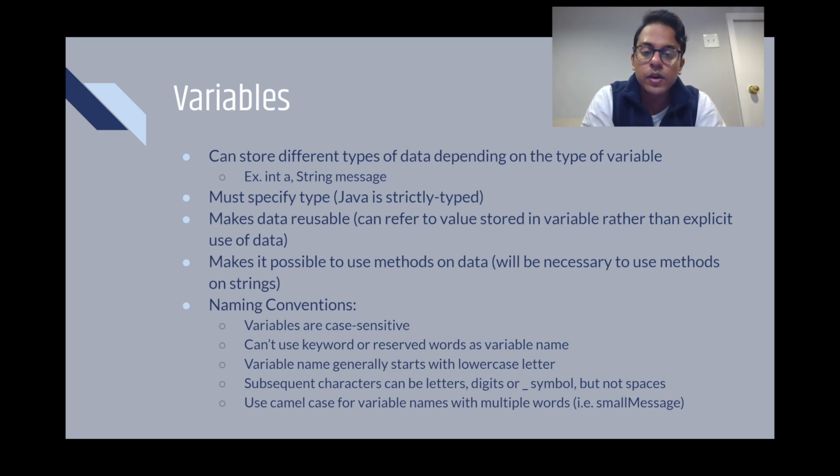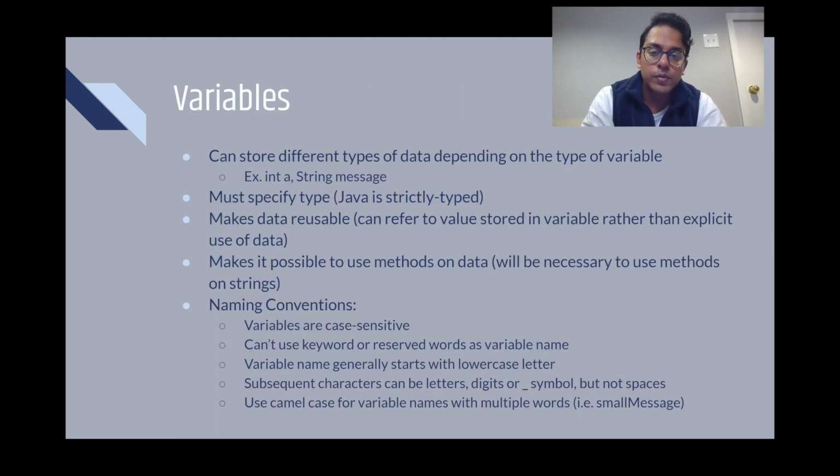Next, subsequent characters can be letters, digits, or the underscore symbol, but they can't be spaces. And that's a very important thing, where if you're coming into programming, you're so used to using spaces in the things that you write and so forth, but it's not valid in the context of naming a variable.